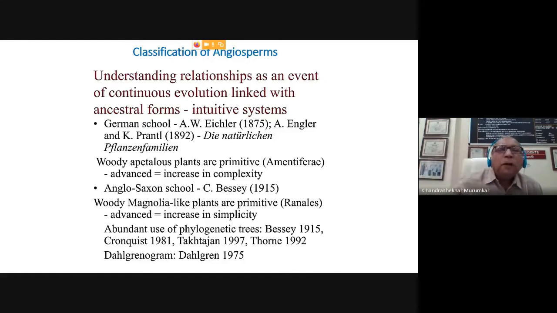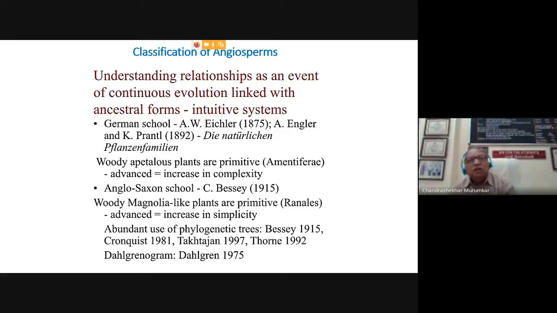Now before we go into details, we have to know the evolutionary trends which have been accepted during this classification. So understanding the relationship as an event of continuous evolution which is linked with the ancestral forms. For example, there are two schools, as I told you. One school is called the German school, which initiated with Eichler, and Eichler suggested that the simple unisexual flower without any perianth lobes, with the male flower containing only the stamen and the female flower containing only the carpel, is the most primitive condition. So the woody apetalous plants are primitive, like the Amentiferae group, and they further advanced and increased in complexity.